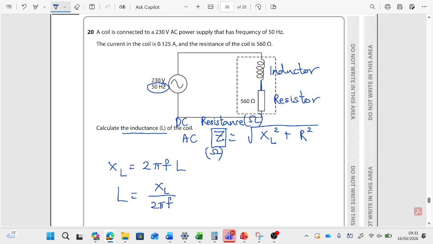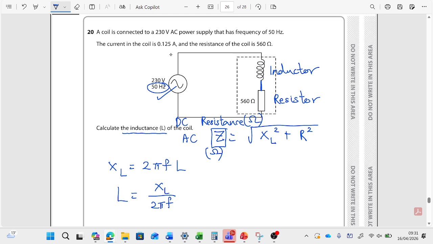Today I have some brainy people in my class, so I'm not going to explain how I convert this, because all you do is divide by 2 pi F. So do I know frequency? Yes, I do. Do I know pi? Yes, from a calculator. Do I know XL? I don't know what XL is. So what can I do?